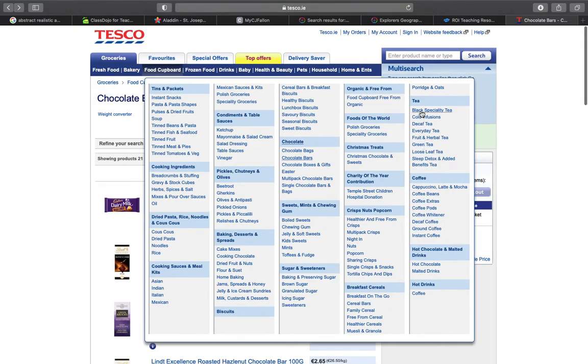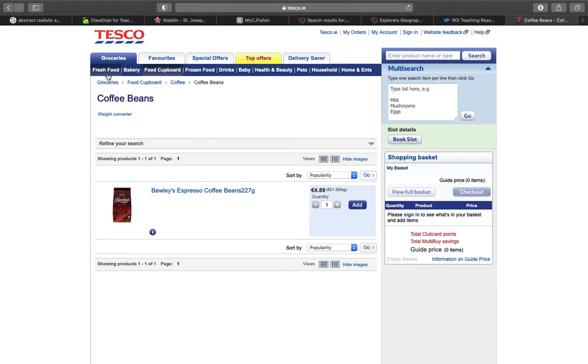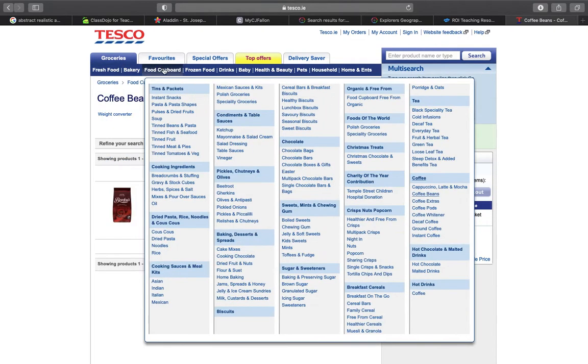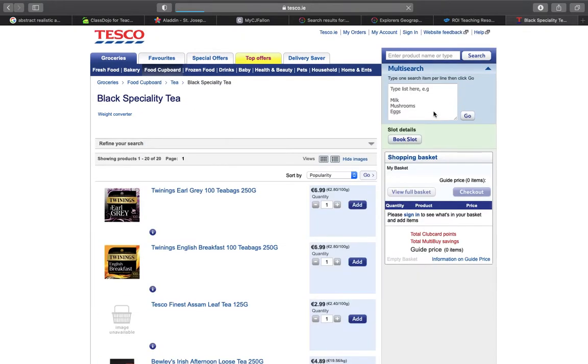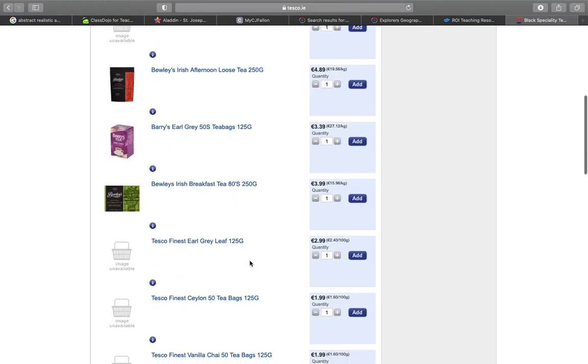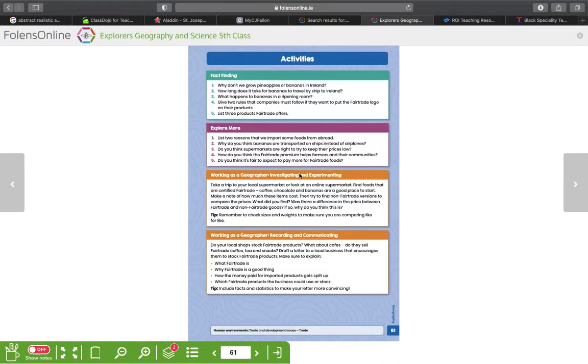Like for example, we saw coffee. It should say it on it. No, sorry, tea, wasn't it? There was tea there. Bewley's tea. There's 80 Bewley's tea bags. So you can compare price for price. So that's what you're doing for the first part here.